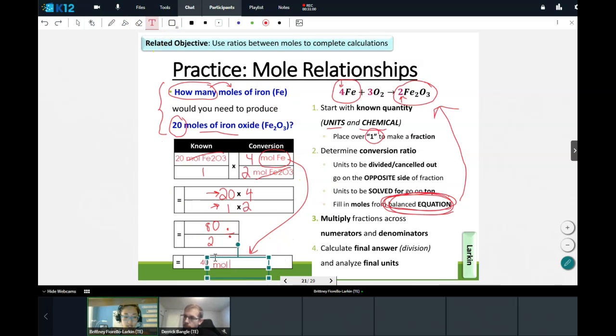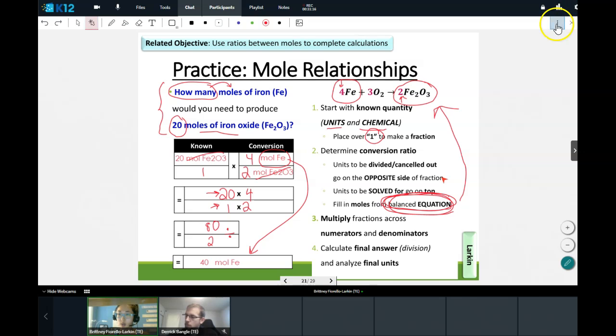If my final units here are moles of iron, and the question said how many moles of iron, that's exactly what I was solving for. So what this ultimately says is: how many moles of iron do we need to produce 20 moles of iron oxide? Well, we need 40 moles of iron.